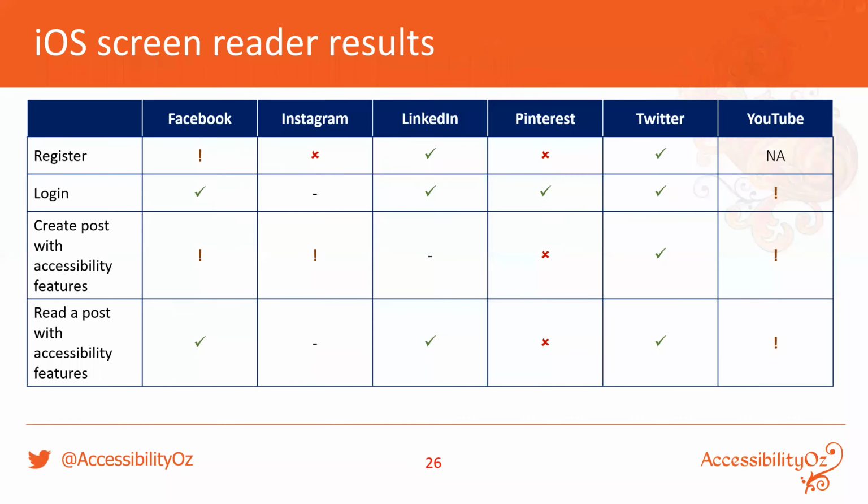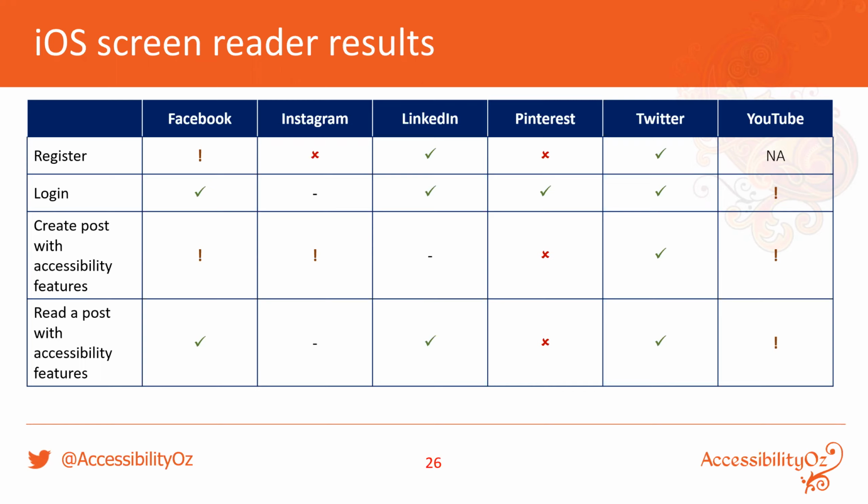So with the iOS results, what he found was that there were some cases that he couldn't actually do anything at all, not necessarily because of the screen reader, but because of our creating multiple accounts, etc., etc.